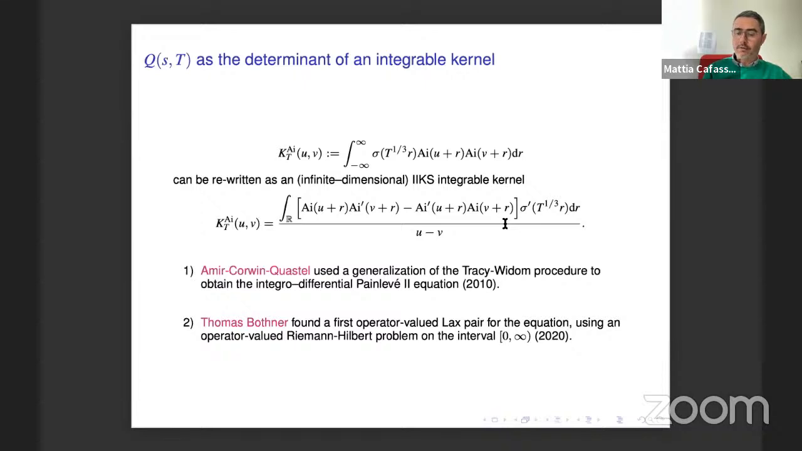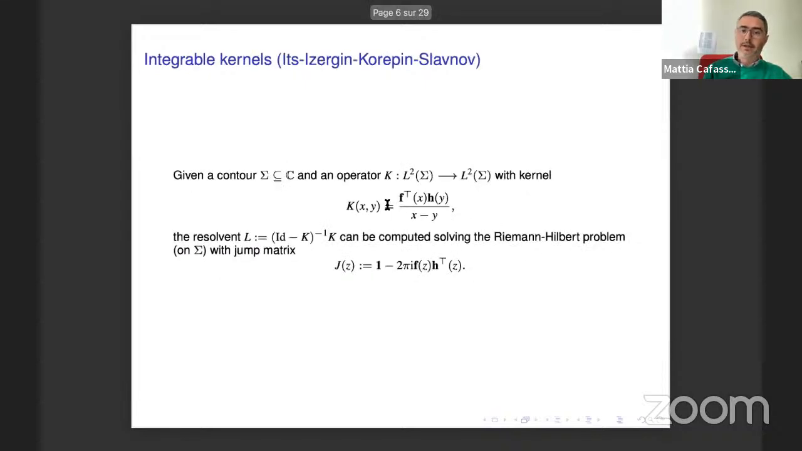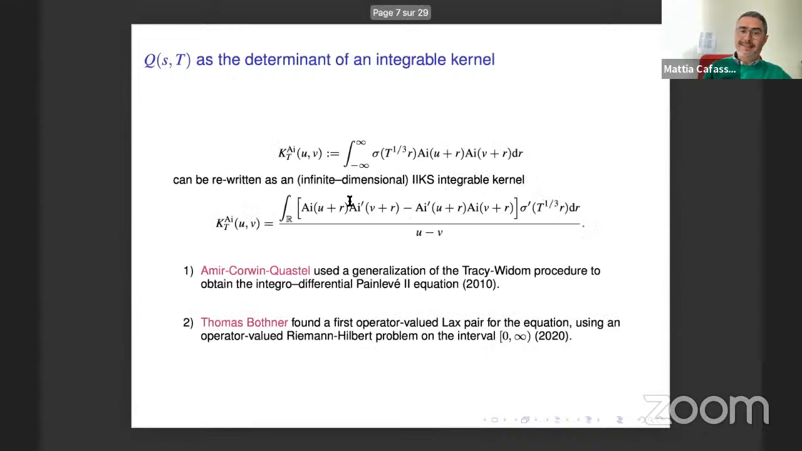And if you look at this form, it is more or less the form that we have here, except that here you have a sum, and this is okay, because these are the sums of the components of the two vectors f and h. But then we also have an integration on R against this sigma prime. So this suggests that in a certain sense, which I will make precise afterward, this kernel can be thought of as an infinite-dimensional IIKS integrable kernel.